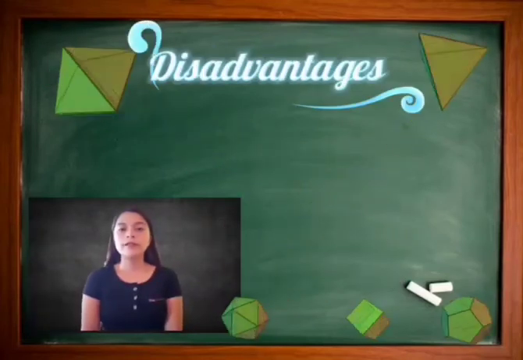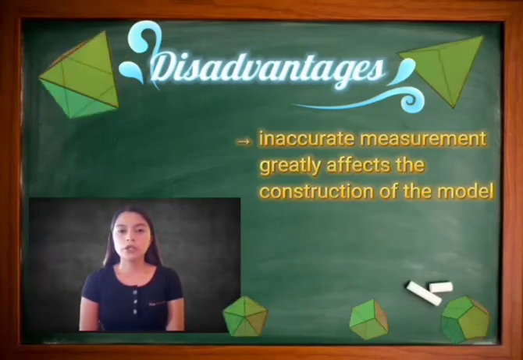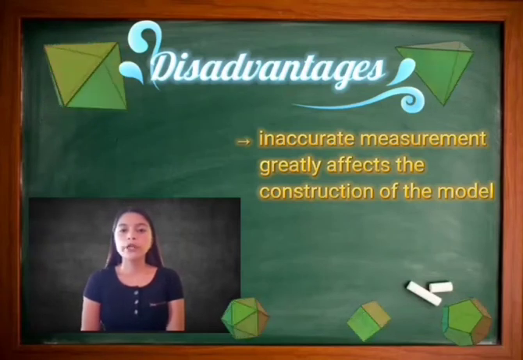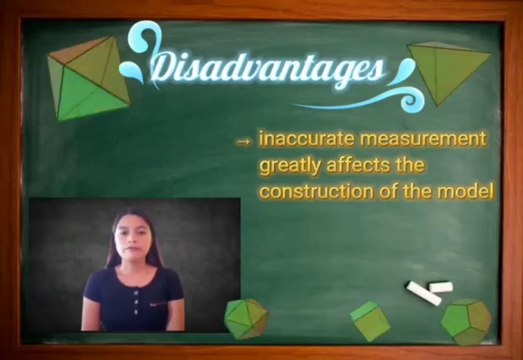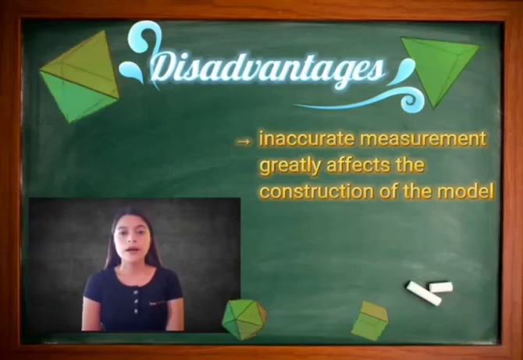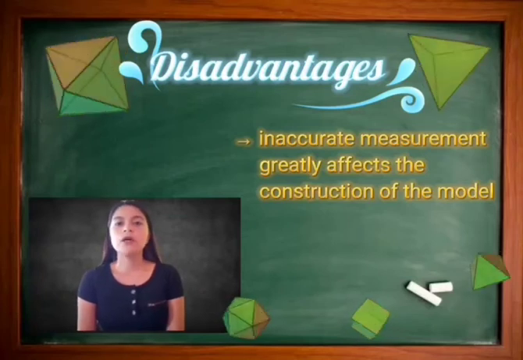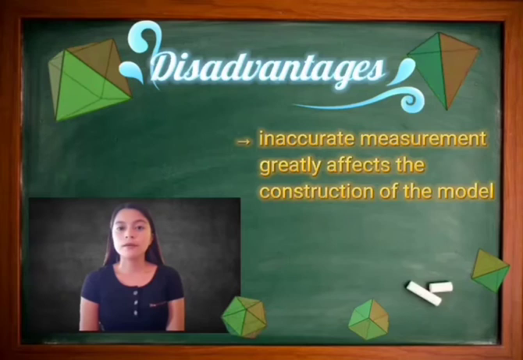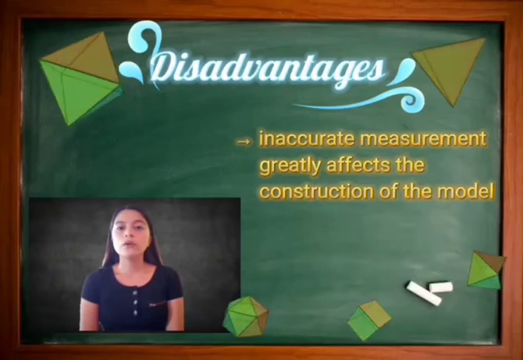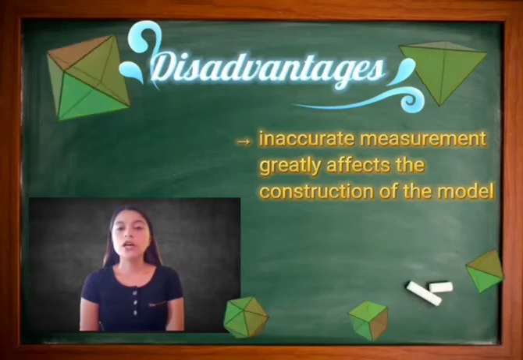Let's proceed to the disadvantages. First, it requires a great deal of computation to derive the information on the boundary, faces, and edges, which is important for the interactive display or manipulation of the solid. As I said, in making a Platonic solid, the measurements should be accurate, because even one wrong measurement means you won't be able to construct it perfectly.